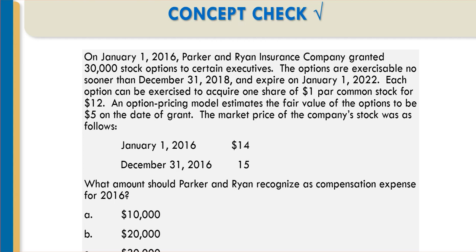The payment amount that they will be paying is $12 per share if they decide to exercise once it vests. But that's not the relevant value right now. The relevant value in the beginning is to think about the $5. Now they say the market price is as follows. That is not relevant. What is relevant right now is the $5. They want to know what's compensation expense in 2016.